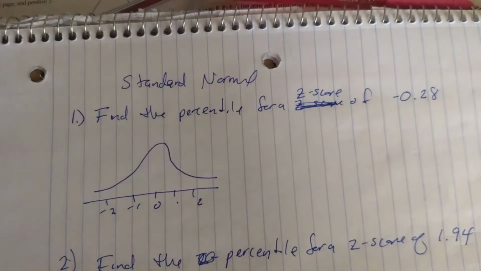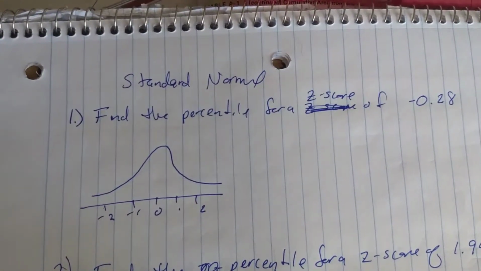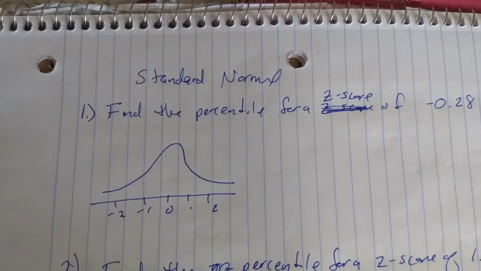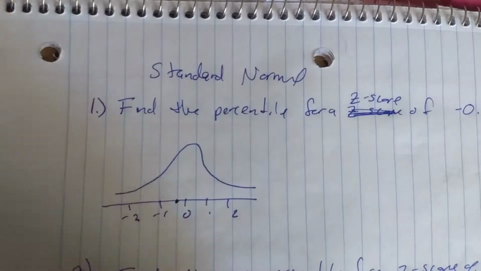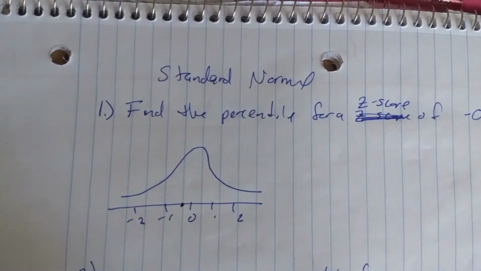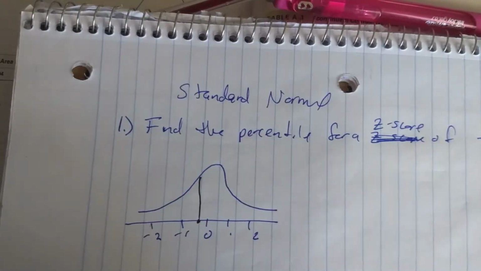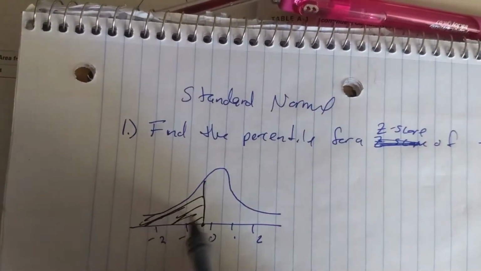All right, first thing I want to do is shade in on the normal curve where 0.28 is and what the percentile would represent. Negative 0.28 is over here, about a quarter of the way between 0 and negative 1. And then remember, percentiles are always that value and below. So that would give me all of this.